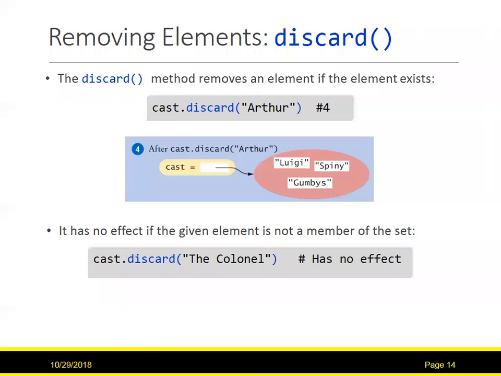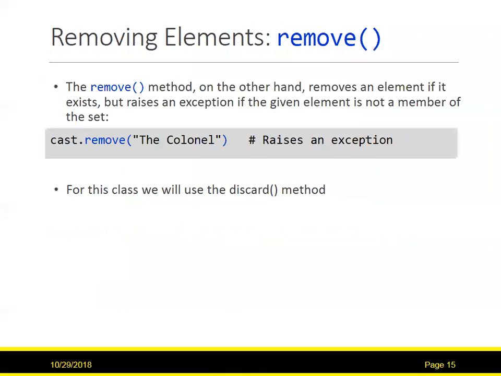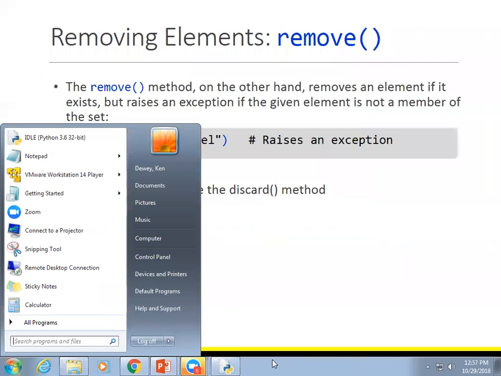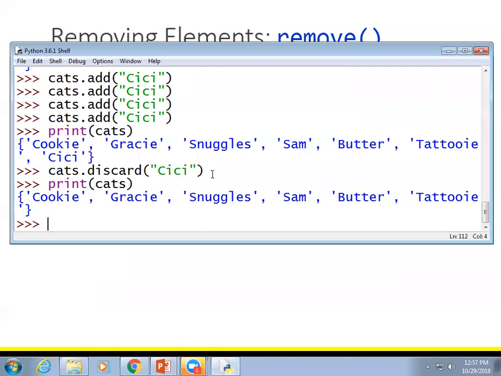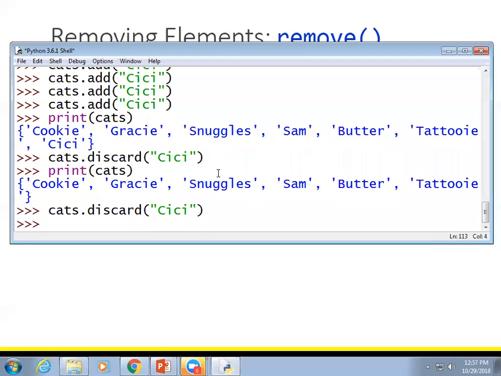You want to get rid of the kernel? Okay. But there is something called remove. The remove, on the other hand, removes the element if it exists, but raises an exception if it's not a member. Okay, so let's go try that one. So what we're going to see, we can discard CC all day long, no problems. Which is so mean for that cat. Okay, now we're going to try to remove CC.